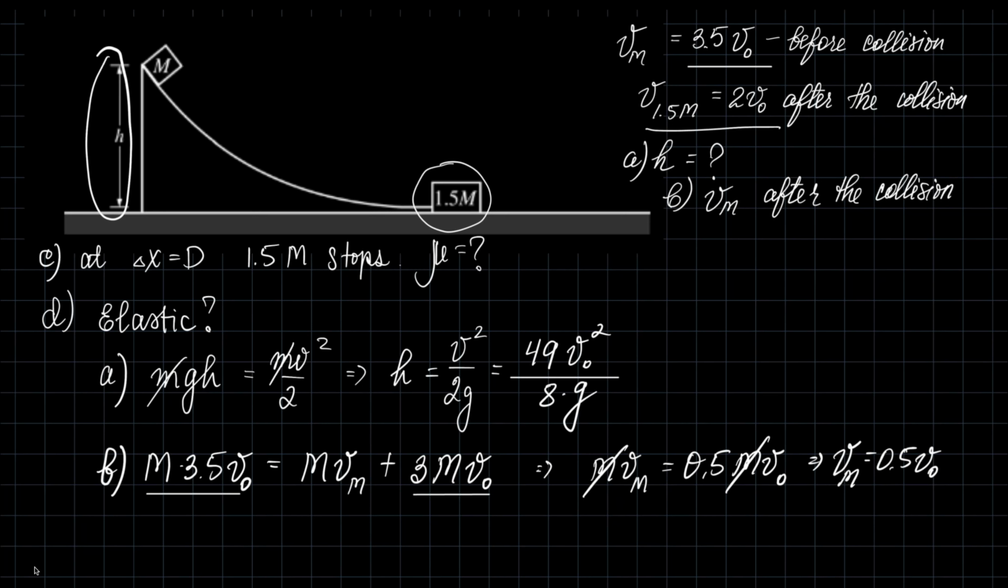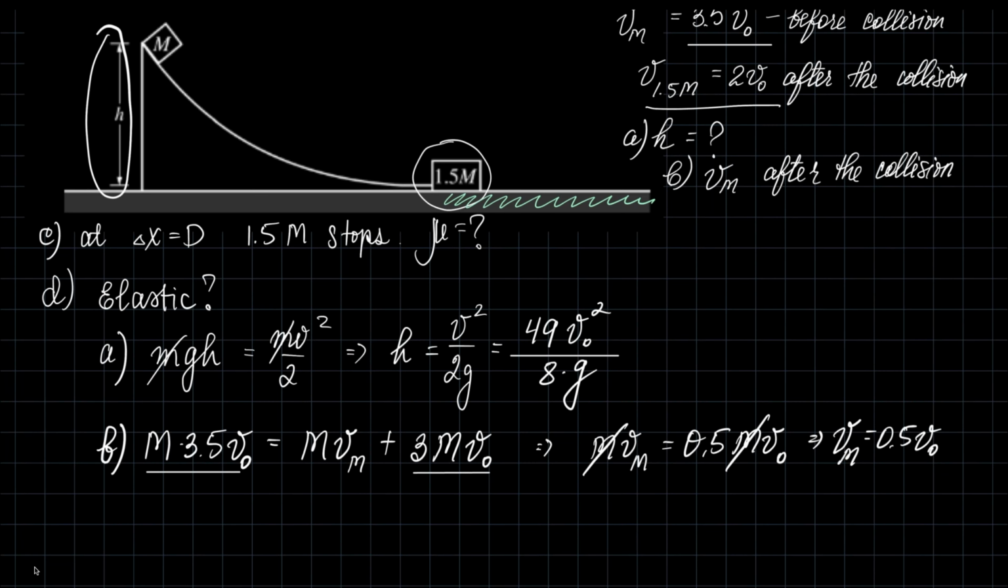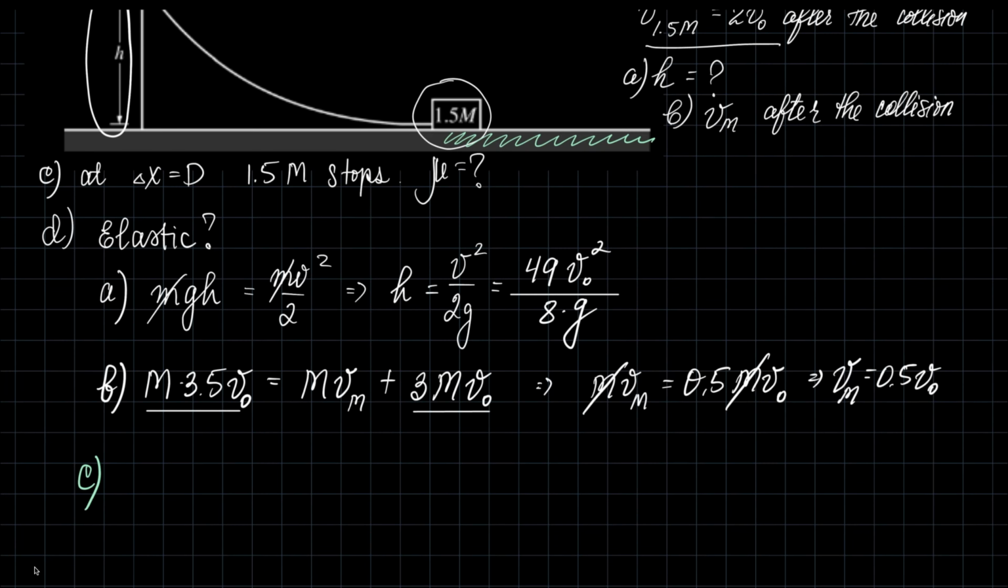The next part is about motion on top of this surface, and they're telling us the 1.5 mass stops after traveling distance d, and they want us to figure out mu. I'm going to show you two different ways. The long way, if we go for kinematics, we know that v final squared, which is 0 because it stops, should be equal to v initial squared plus 2 acceleration times change in x. This is d, and because it's just sliding on a surface that has friction, the acceleration is mu times g.